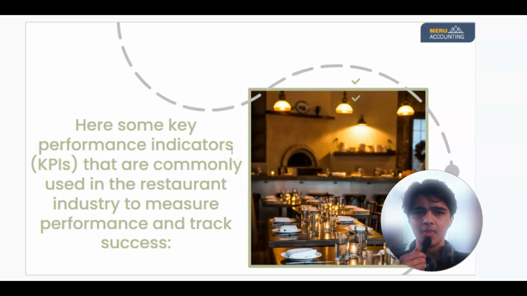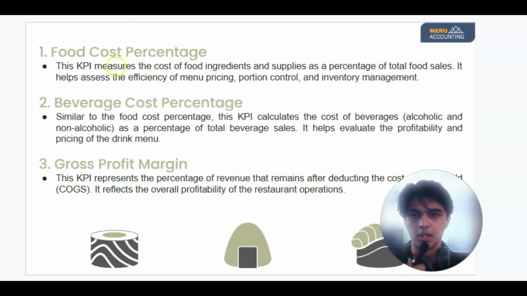So every industry has some indicators that help you to measure your success and your growth year over year. Okay, so here are some key performance indicators that are usually used in the restaurant industry. The first indicator is food cost percentage. This indicator will measure the cost of your food ingredients as a percentage of your total food sales. And the second is beverage cost percentage.